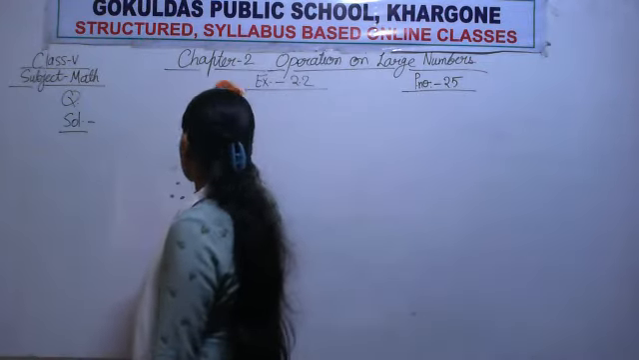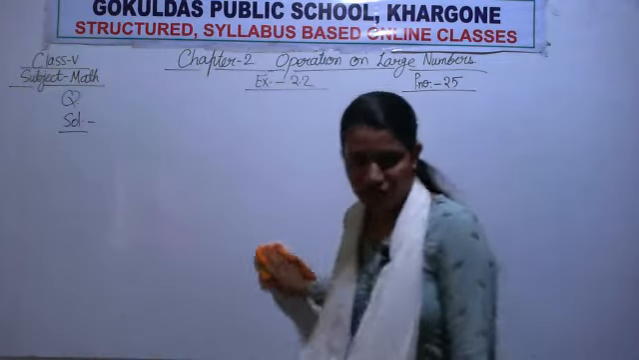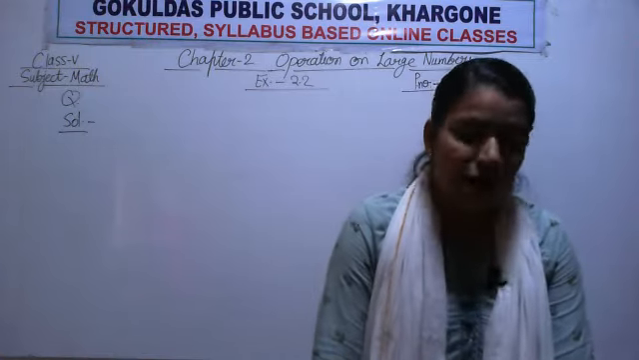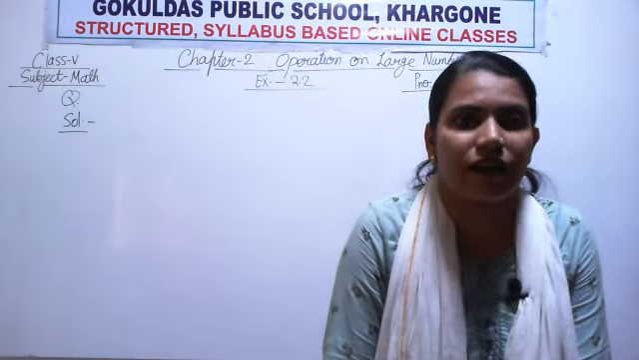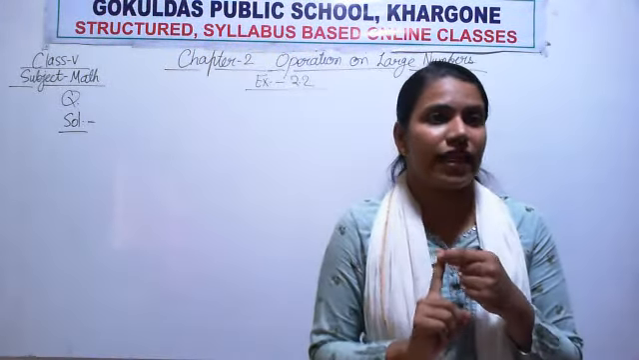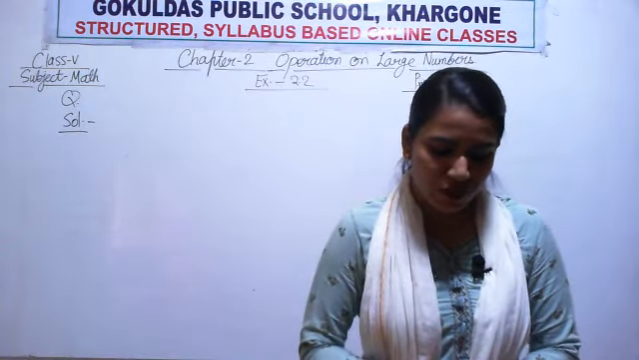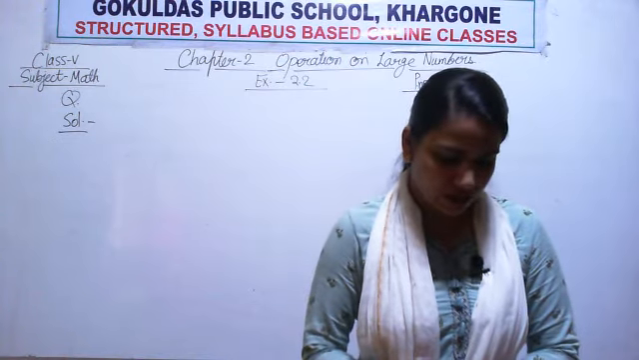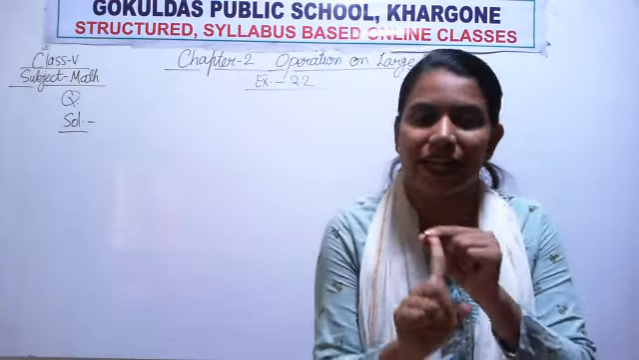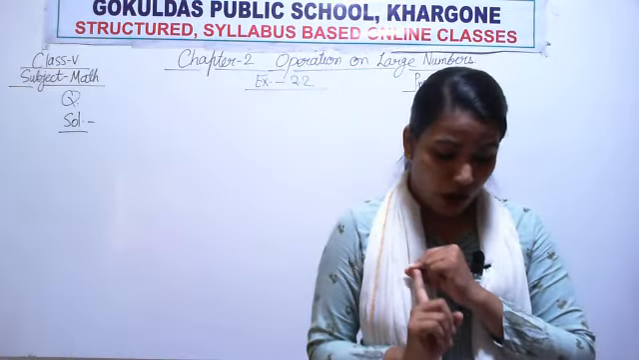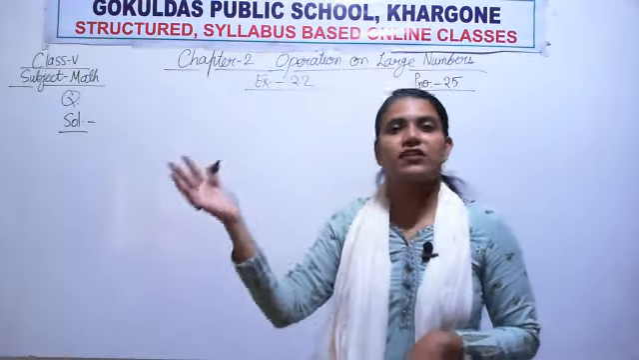Okay, let us move to question number 5. Read the question. A factory produces 363 dolls in a day. In a day, they have given the data for 1 day. How many dolls will be produced in 1268 days? They have given the data for 1 day and they have asked for 1268 days.